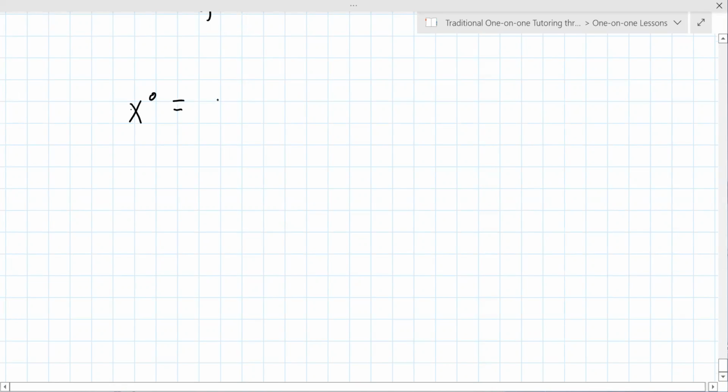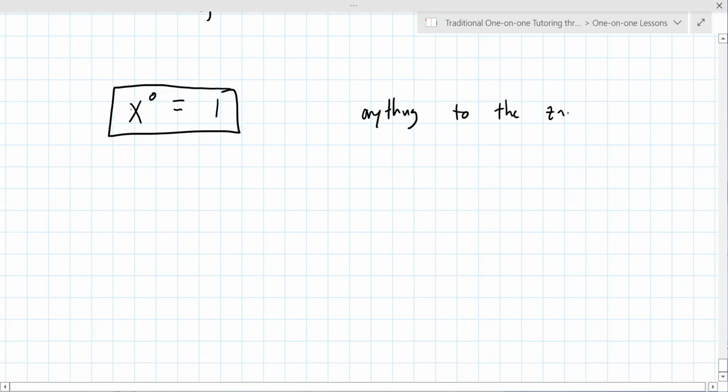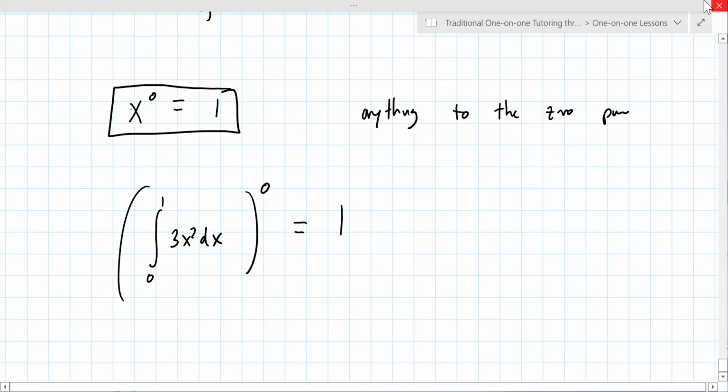1. And sometimes I like things in words. Anything to the 0 power is 1. Now, I'm going to throw a symbol at you that you've not seen before. Don't even worry about that. Now, if I raise this to the 0 power, what is the answer? 1. Yes. Okay. So it does not matter.